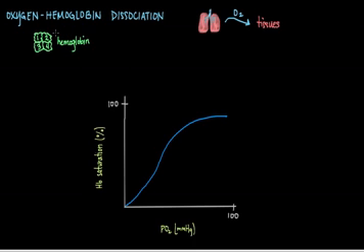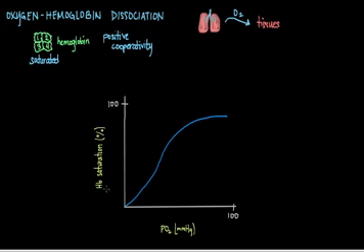In other words, the affinity of hemoglobin for oxygen increases as each subsequent oxygen molecule binds. And this phenomenon is called positive cooperativity. And this is what actually gives the oxygen hemoglobin dissociation curve its sigmoidal shape here. And then once a hemoglobin molecule has been bound full to capacity with four different oxygen molecules, we say that it is saturated.